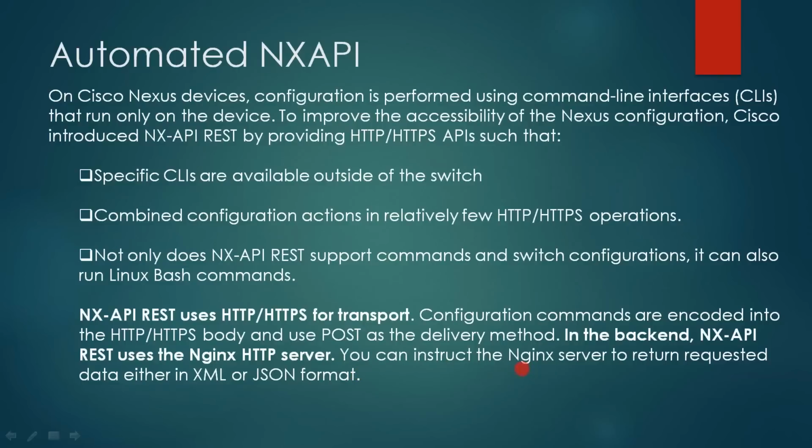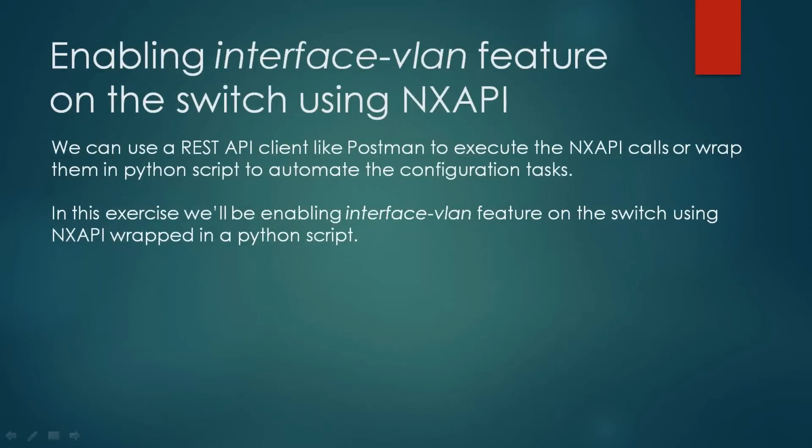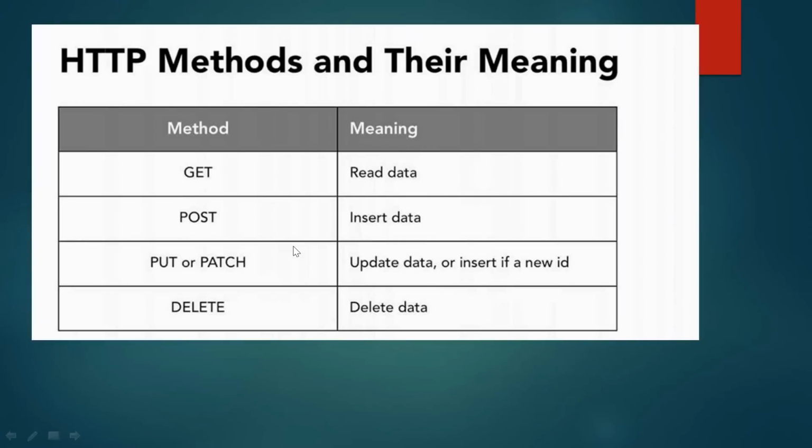You can instruct the NGINX server to return request data either in JSON or XML format. So all these options we have, correct? Now let me show you quickly what the main HTTP methods are. In HTTP, GET means read the data, POST means insert, PUT means update data or insert if it is a new ID, and DELETE means delete. These are the HTTP methods that you will see in our program. These methods we are going to use.